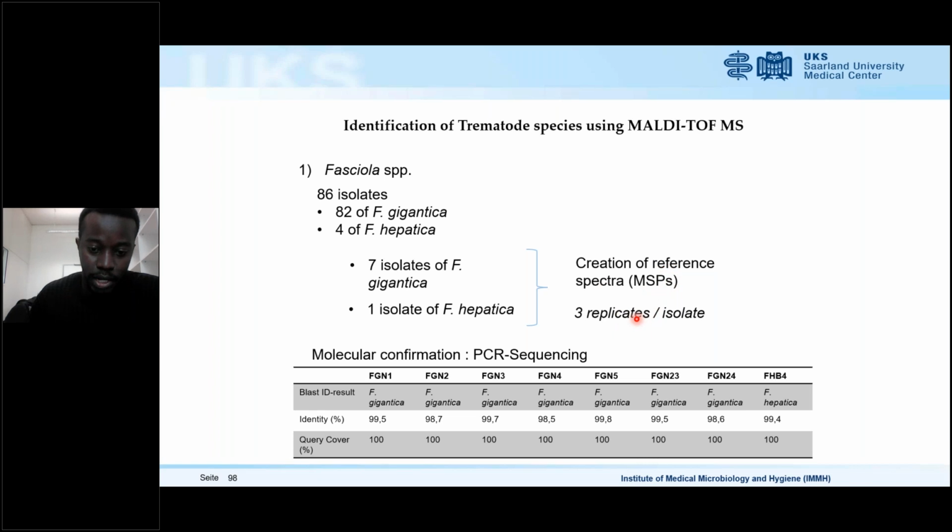Replicates were also realized to ensure reproducibility. The species of these isolates were confirmed by PCR sequencing, and the result confirmed the species well.